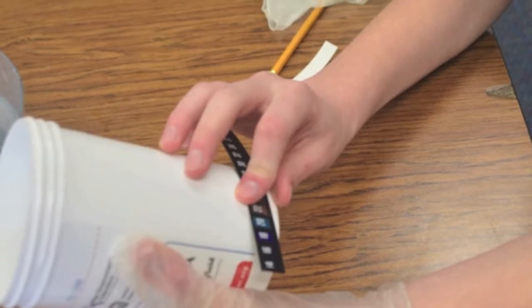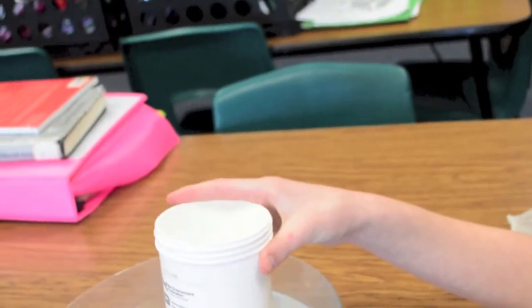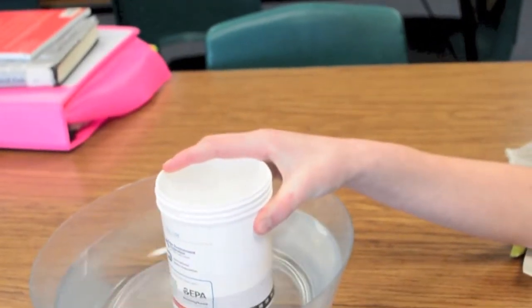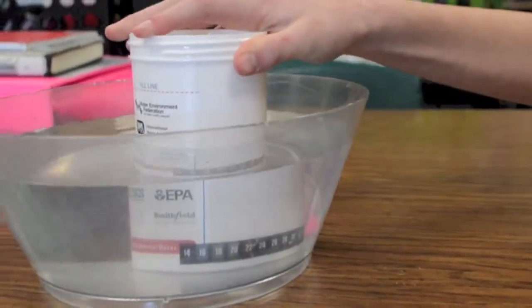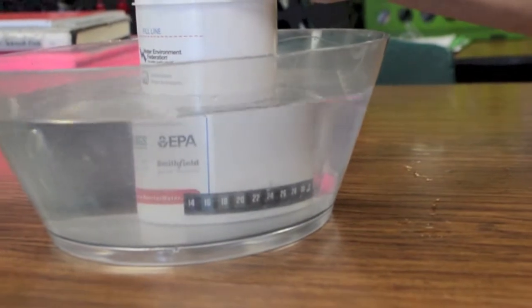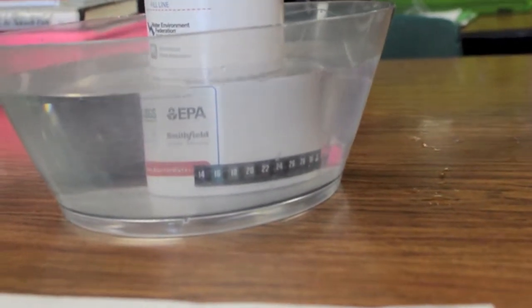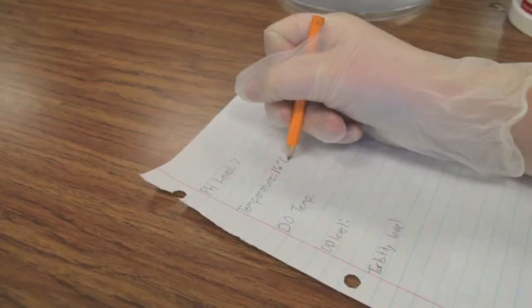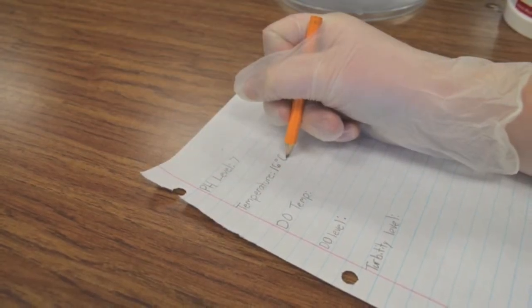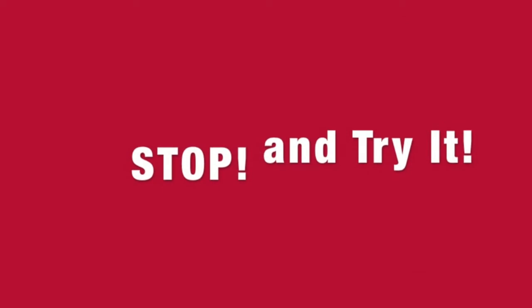The temperature procedure. Put on your gloves and place the thermometer on the bucket. Place the thermometer 4 inches below the water surface for 1 minute. Take the thermometer out of the water. The number with the green/brown background is the temperature. Record it in Celsius. Stop and try it.